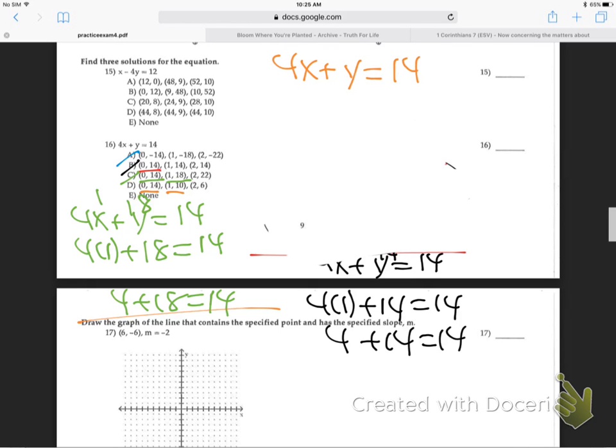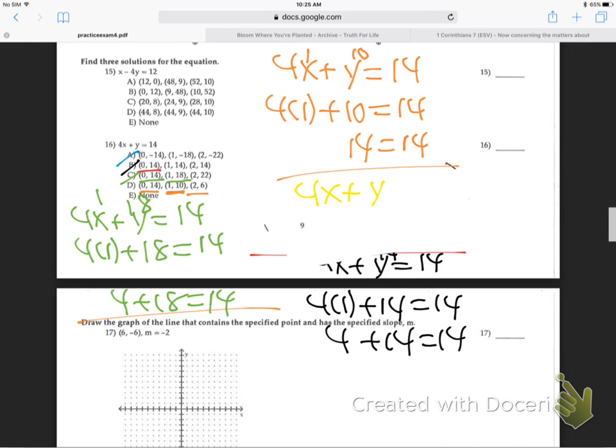All right, we don't need to do 0, 14. Just do the 1, 10. 4 times 1 plus 10 is 14. 14 equals 14. So okay, we gotta check the 2, 6, or it's no good. Gotta check them all. It's all or nothing. 2, 6. So 4x plus y is 14. Plug in 2 and 6. 4 times 2 plus 6 is 14. 8 plus 6 is 14. Yes. For D, they all work.